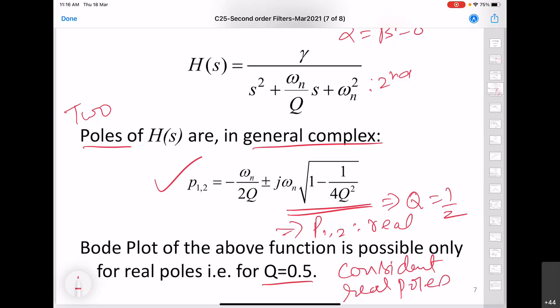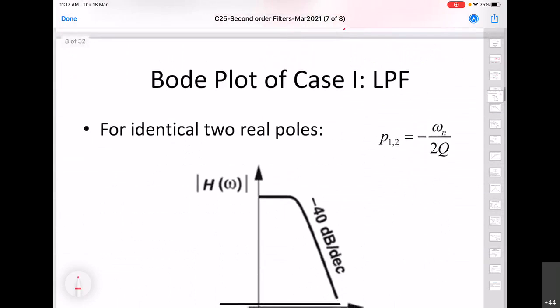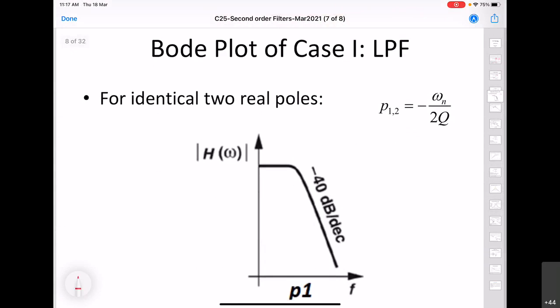And the pole will be given by this expression, minus omega n by 2q. So we will assume that that scenario exists, and then we will see what will be the Bode plot, and later on we will see the approximate exact response of our transfer function.